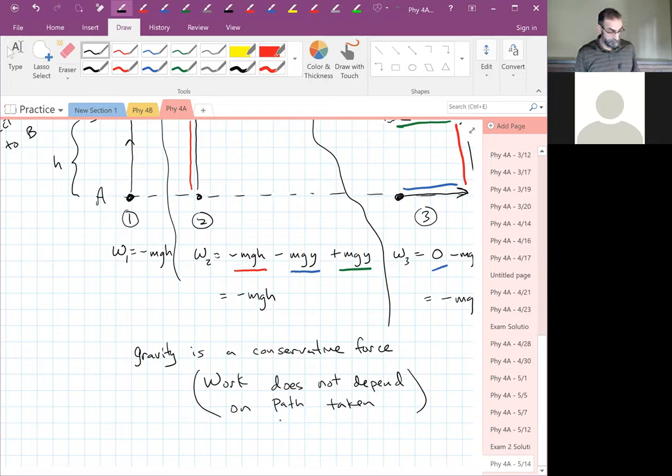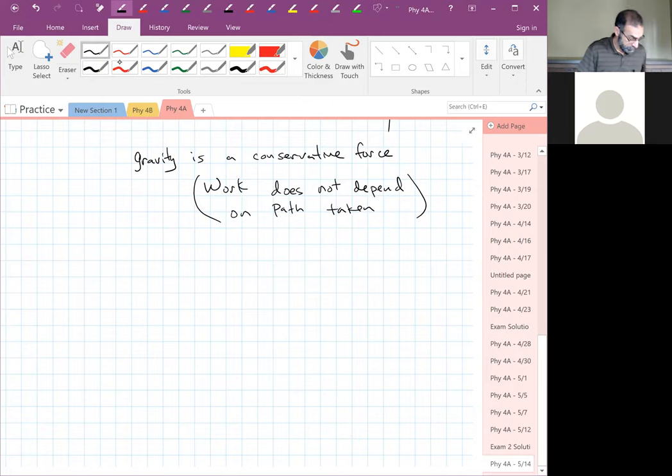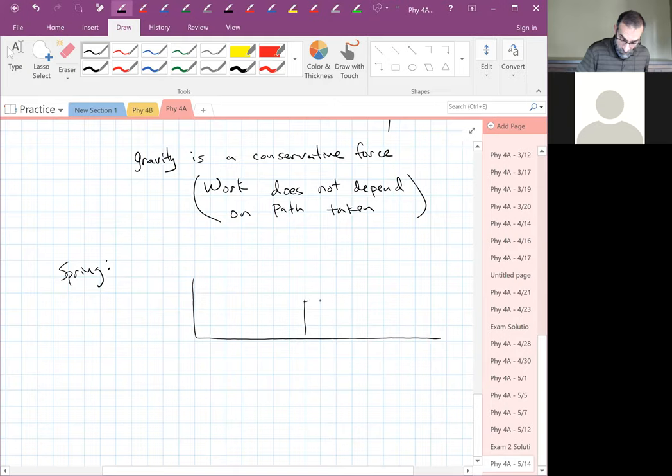Now let's take a look at a spring. So I've got a mass on a spring. And we're starting here and we want to end up over here. So what's one path I can take to get from point A to point B? I can just take a straight line path, right? I can go right there, path one.